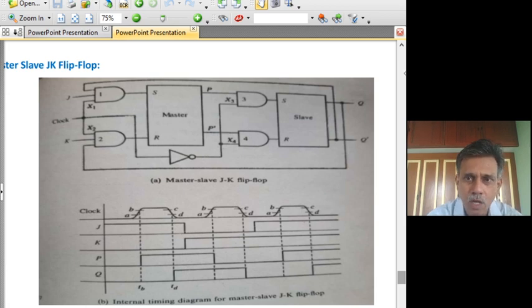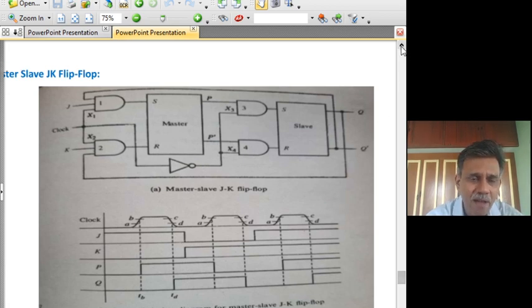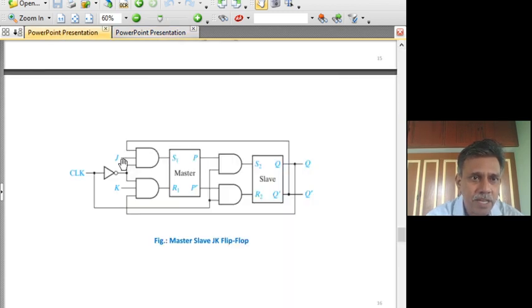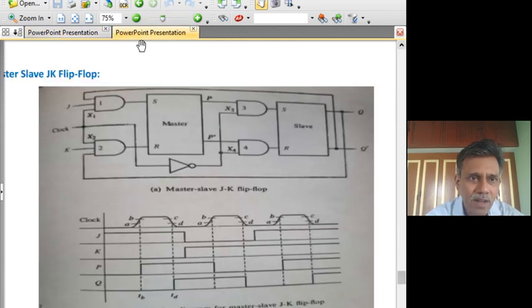So here we have a case which is again the master slave JK flip flop, which is different from that of the previous one that is shown here. Here the master gets a negated clock while the slave gets a normal clock. Whereas here the master gets the normal clock while the negated clock is given to the slave.